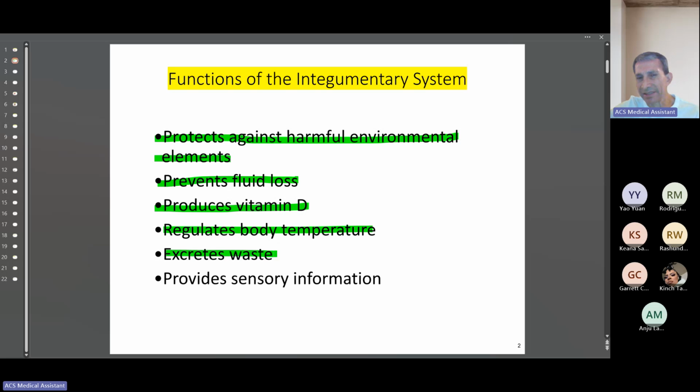Secretes waste. Well, the oily glands. Whenever we have too much oil in the oily glands, we need to remove it. So we secrete it. We take it out. Certain secretions, vaginal secretions, are secreted through the skin.